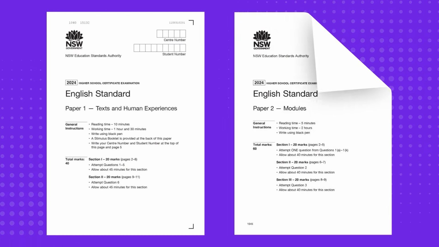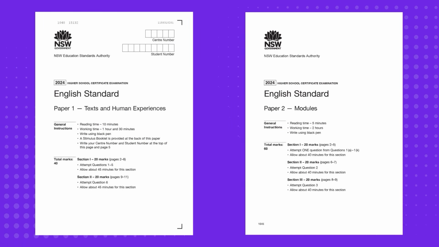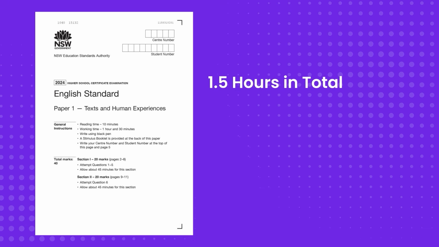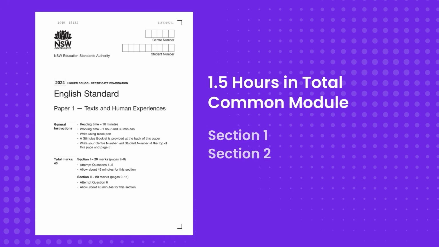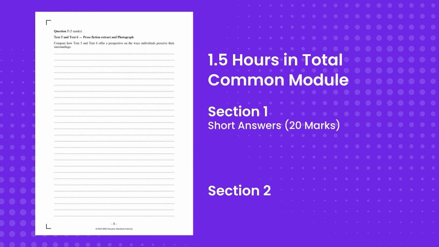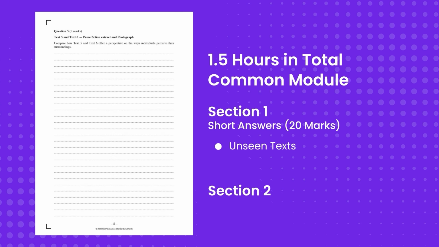The HSC English Standard exam is split into two papers. Paper 1 runs for 1.5 hours. This covers your common module and you'll face 2 sections. Section 1 is short answers. You'll get unseen text, which could be anything from poems to news articles. The questions look simple, but there's a specific strategy to follow.